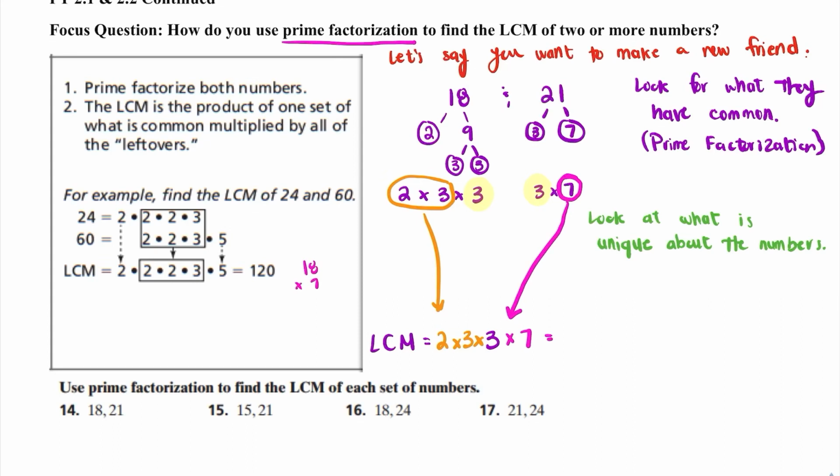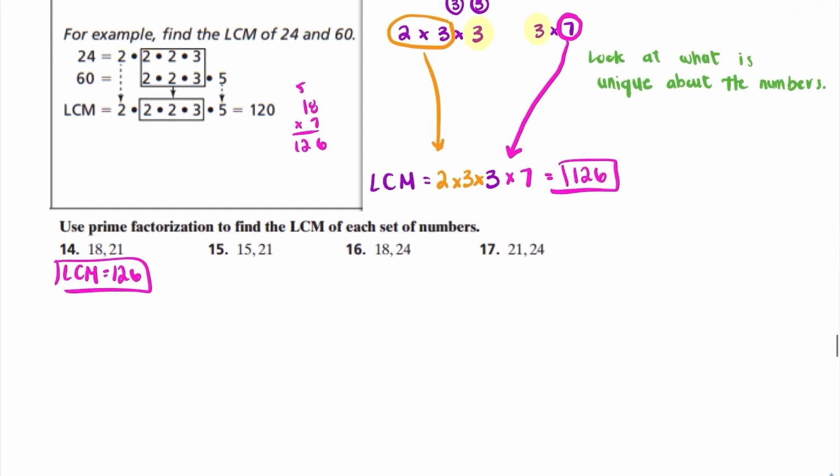So 2 times 3 is 6, 6 times 3 is 18, and then 18 times 7 is 126. And there you go. You have the least common multiple for these two numbers. So let's go ahead and write that here. LCM is equal to 126.